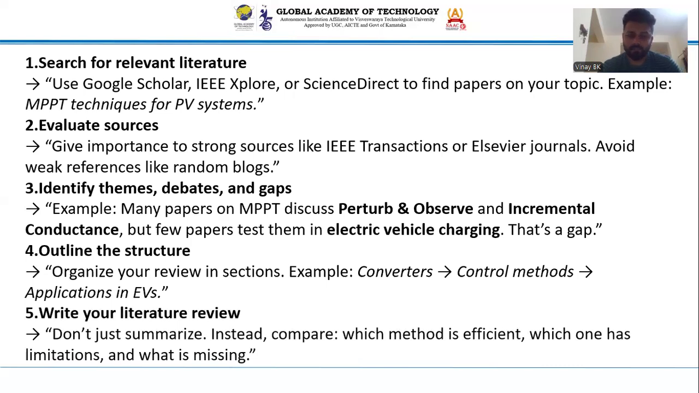So as I told, don't just summarize the literature. Instead of that, compare which method is efficient, which one has limitations, and what is missing, and how to fill the gap. Everything you should know. So these are the five keys you should remember for literature review. One is search for relevant literature, then evaluate, identify, outline, write your literature review.